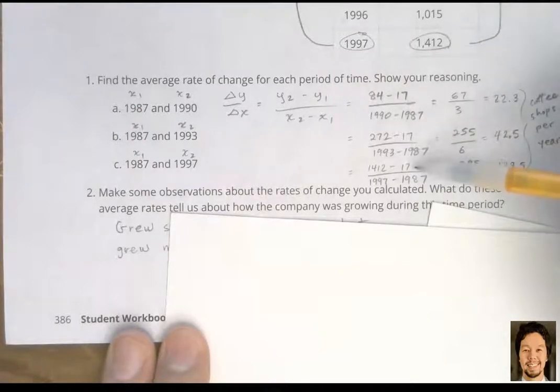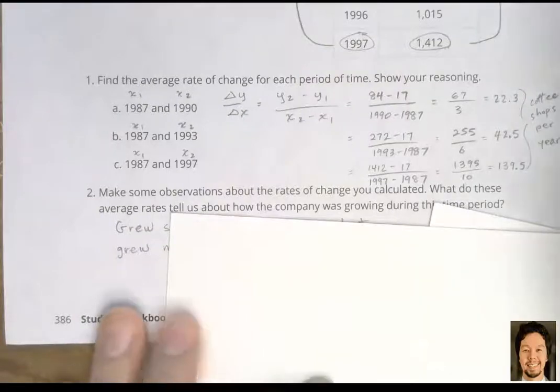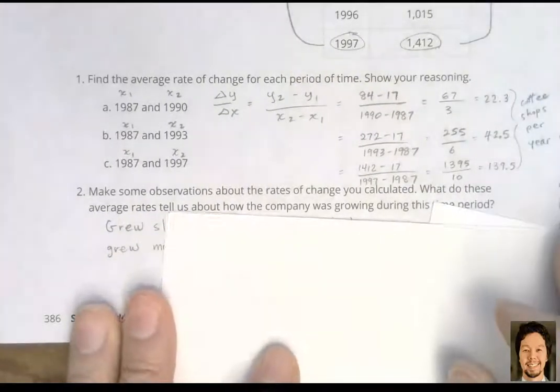1,412 minus 17 gives us 1,395. And between 1997 and 1987, 10 years have passed. When we divide that, we get 139.5 coffee shops per year.